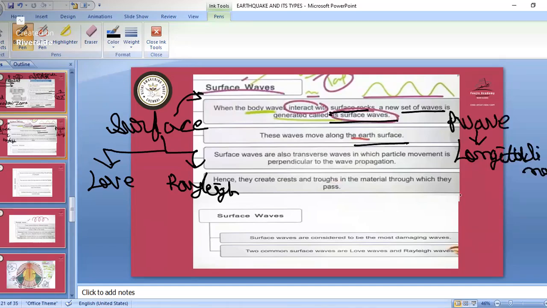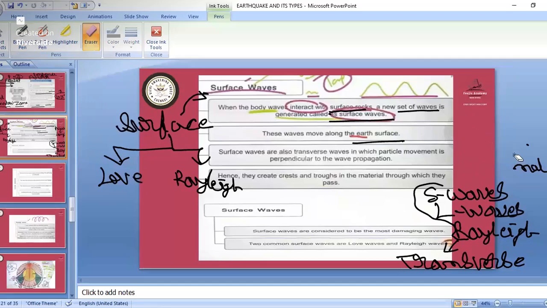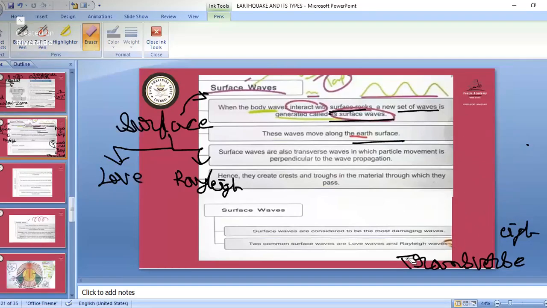Only the P wave is longitudinal; all the others, like the S wave, which is the secondary wave, the L wave, or the Rayleigh wave, all these three are transverse waves. Questions regarding this have also come in the serious examination. So remember that the P wave only is a longitudinal wave. All other earthquake waves are transverse waves.